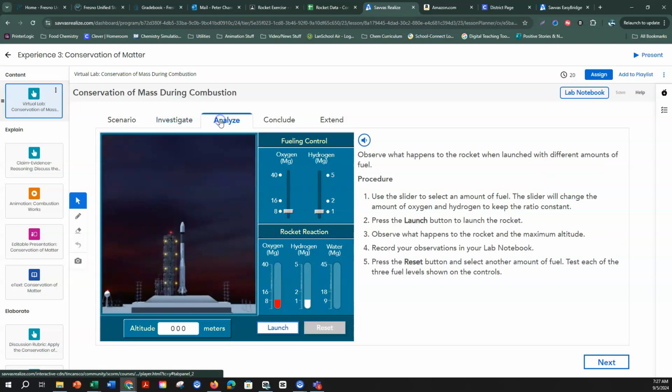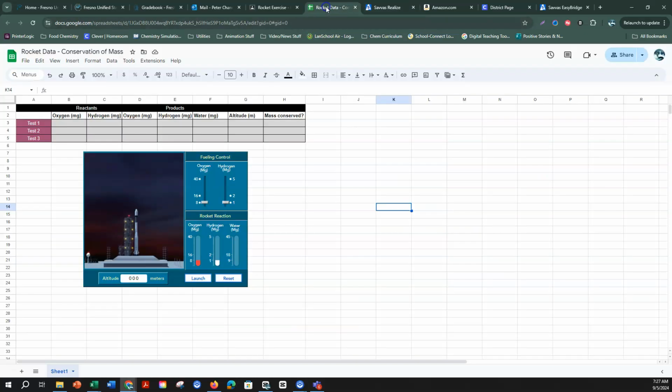So we'll go to the Analyze screen here, and this is where we'll start our test. So once again, make sure you have your Excel sheet ready to go. We're about to do test number 1. Our reactants are the oxygen and hydrogen being mixed together for the combustion. And then the products right here is, do we have oxygen left over after combustion? Do we have hydrogen? And then do we have water? And then our third column here is the altitude the rocket got. And then we're going to answer the question, mass conserved, yes or no.